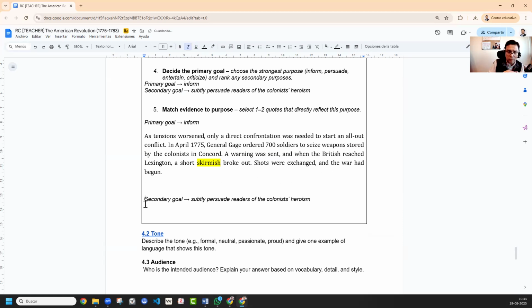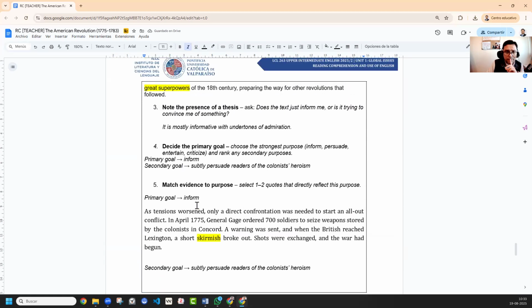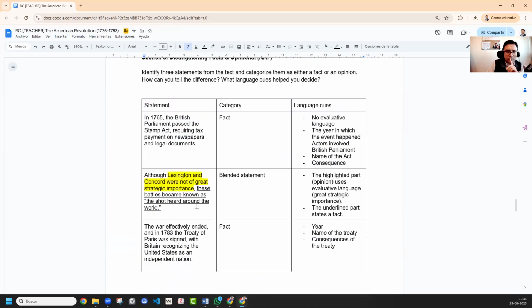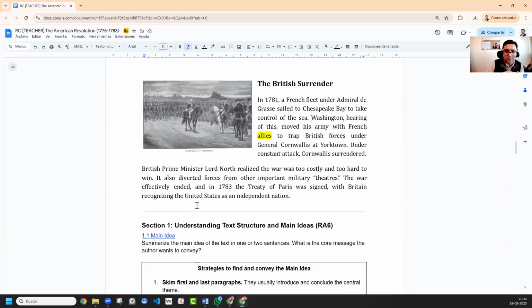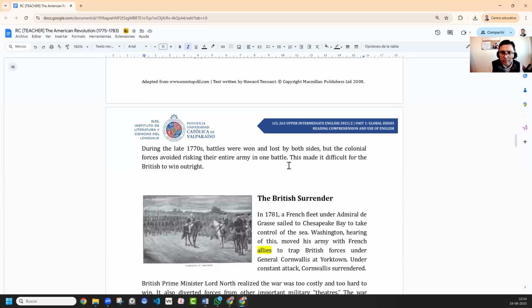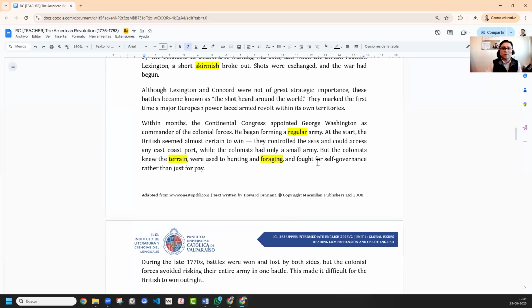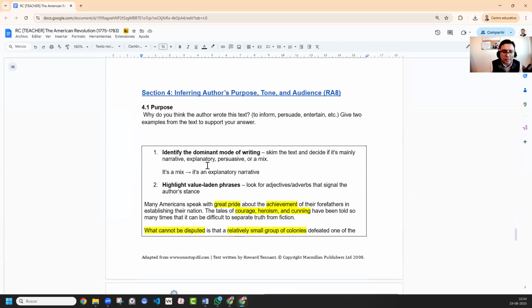And for the secondary goal, which is to subtly persuade readers of the colonists' heroism, so apart from the introduction that we already pasted there, we also have more passages highlighting the heroism of the colonists. Okay, so let's see here. Okay, so here, look, we're going to select this part, then we're going to take it down here and paste it.